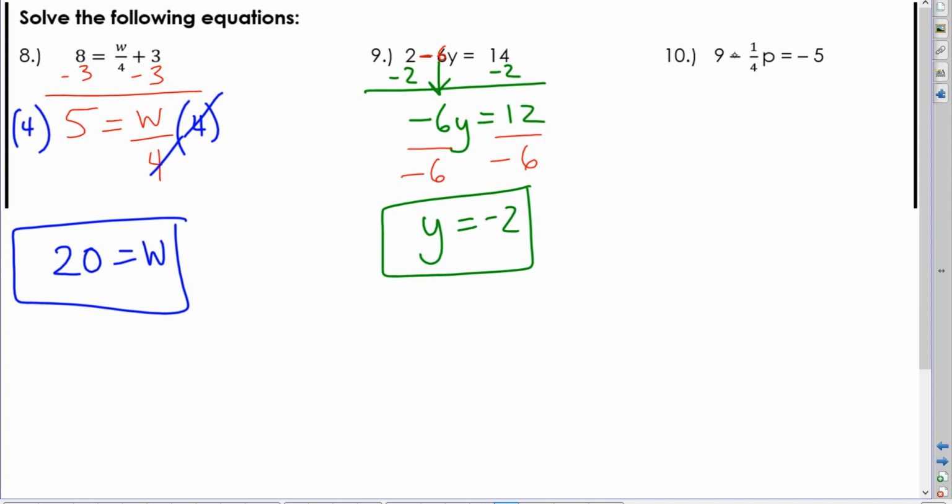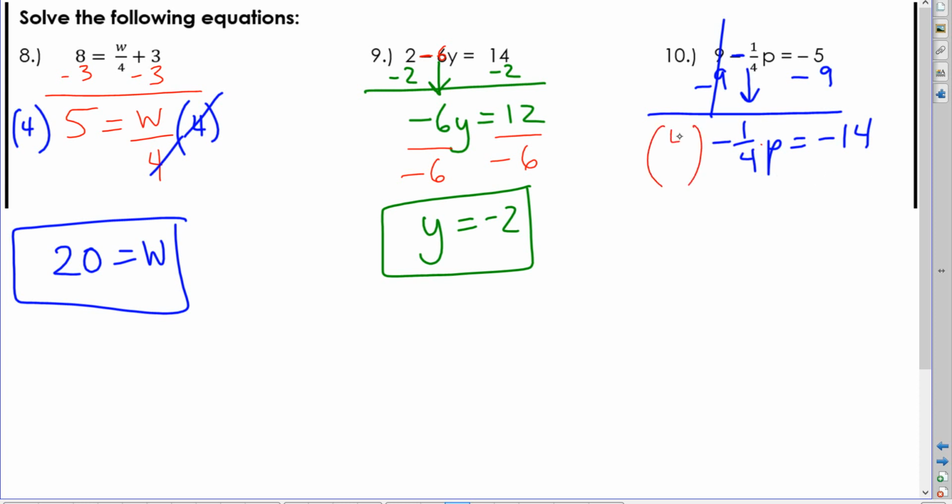Again, same thing on question 10. Remember, this minus sign belongs to 1/4, not 9. So the opposite of 9 is negative 9. And when I bring this down, I bring that negative sign with it. And negative 5 and negative 9 make a negative 14. And then here, instead of dividing by negative 1/4, which is the inverse of multiplying, when you divide by a fraction, you actually multiply by the reciprocal, right? You multiply by the reciprocal. So these are inverses. And now negative 14 multiplied by negative 4 is a positive 56.